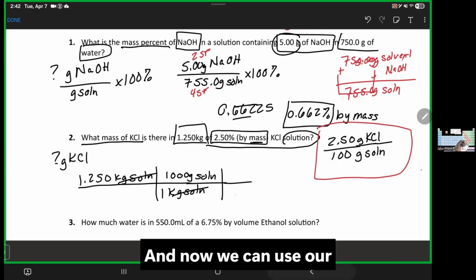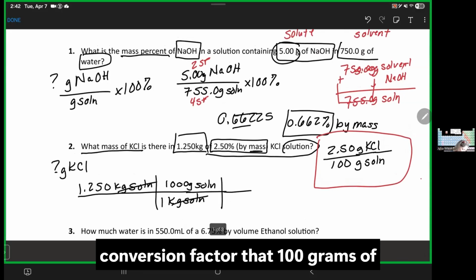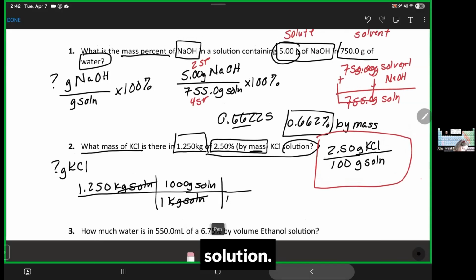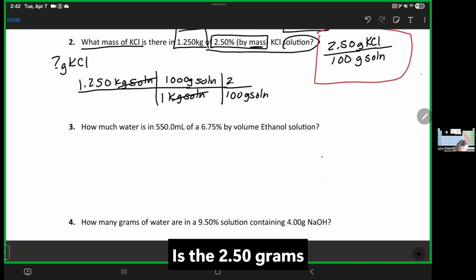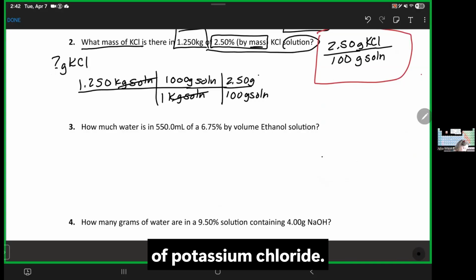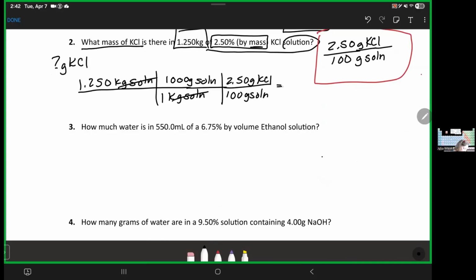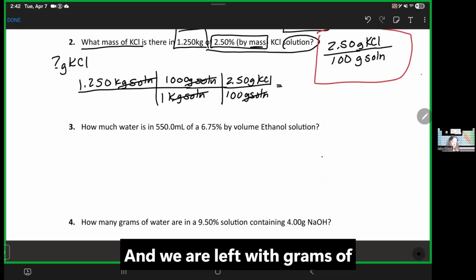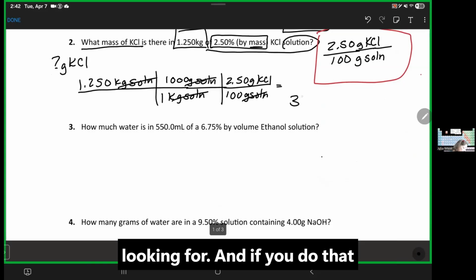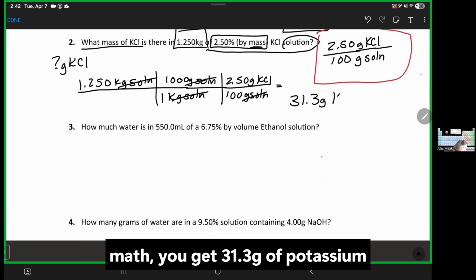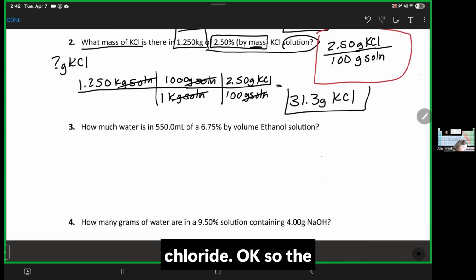And now we can use our conversion factor that 100 grams of solution is the 2.50 grams of potassium chloride. And we are left with grams of potassium chloride, which is what we're looking for. And if you do that math, you get 31.3 grams of potassium chloride.